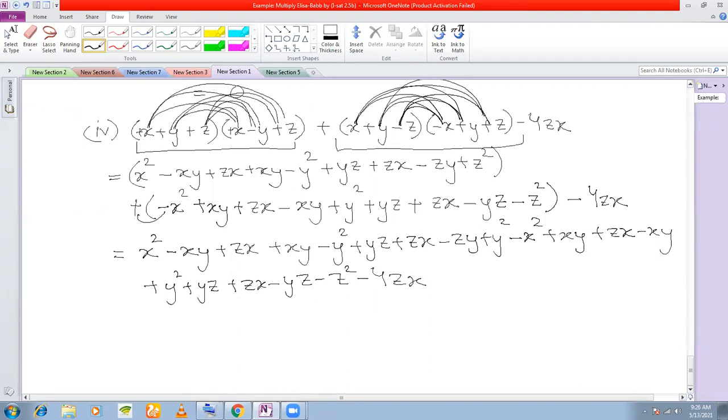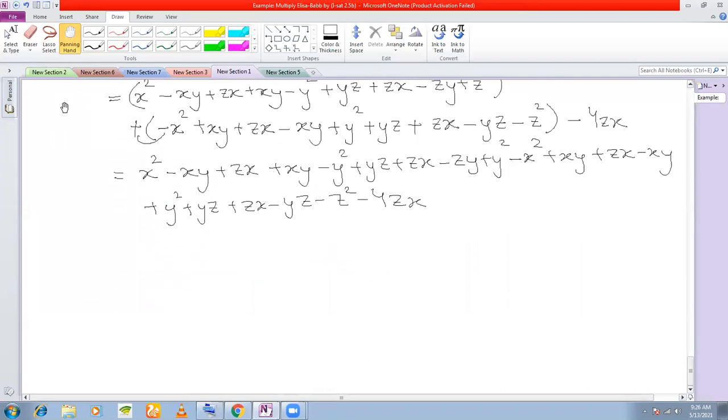Now, as I told you, there are so many terms. When you are writing the next step, try to count the number of terms from this step to this step, so that you are sure that you have not missed out any term. Now look at x square. Are there any other x square? You have an x square here, and you have an x square here. No other x square. You simply have x square minus x square. So you take them together.